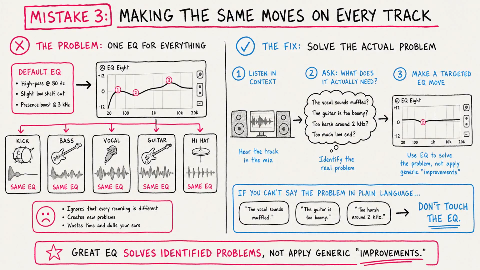It's tempting to develop a default EQ setting, high pass at 80 Hz, slight low shelf cut, presence boost at 3 kHz, and apply it to everything. This approach ignores the reality that every recording is different. The fix: before making any EQ move, listen to the track in context and ask, what does this actually need? If you can't articulate the problem in plain language, the vocal sounds muffled, the guitar is too boomy, don't make an adjustment. EQ should solve identified problems, not apply generic improvements.